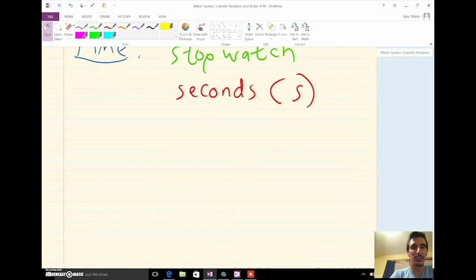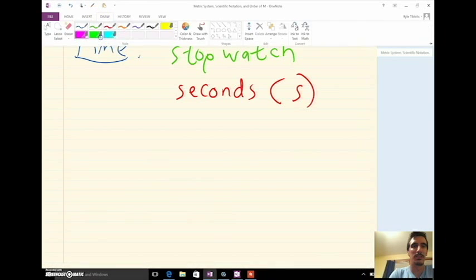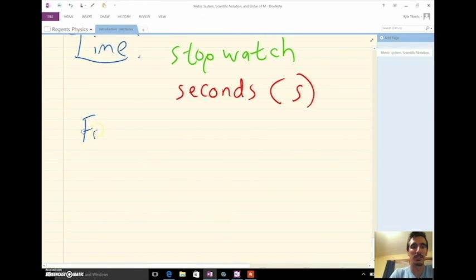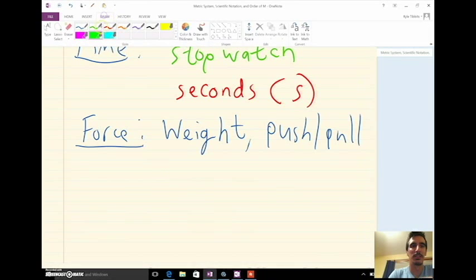Okay, two more. The next one is force. Oops. Sorry about that. Force. Force measures our weight, different from mass, and it's also a push or a pull. To measure force, we use a spring scale.